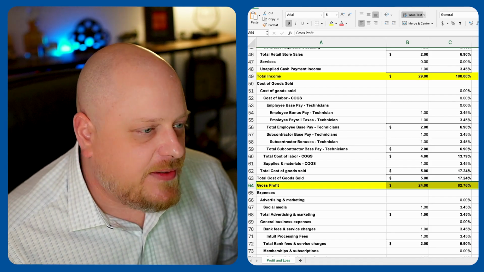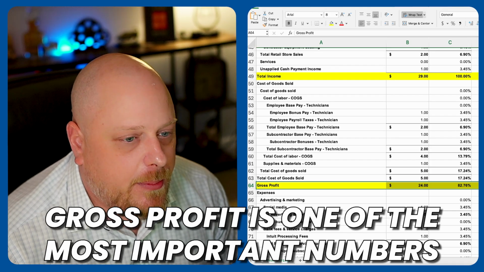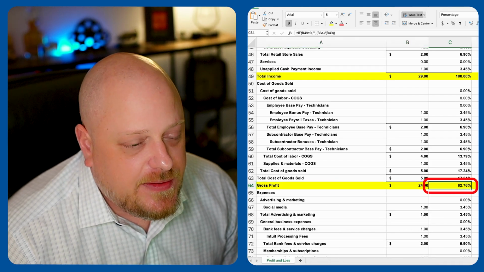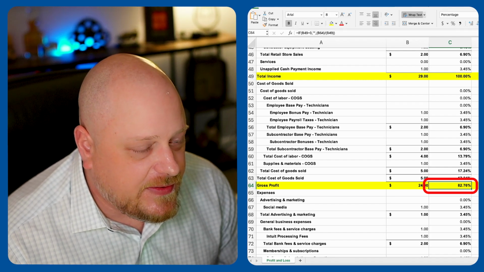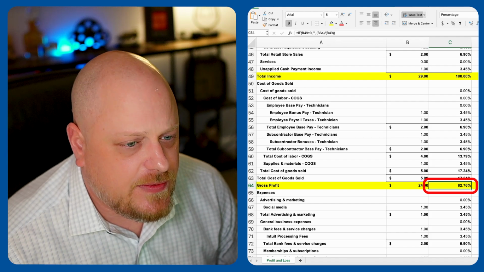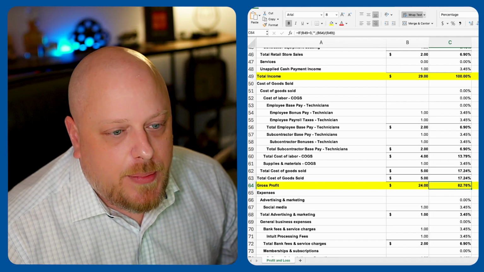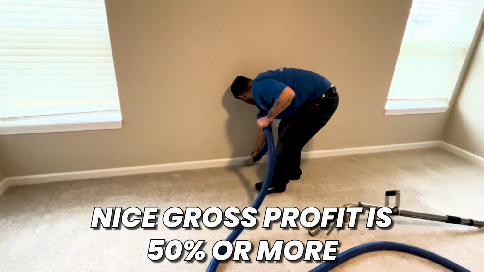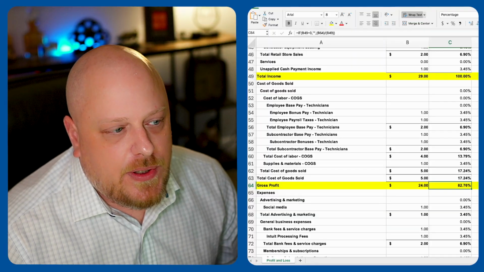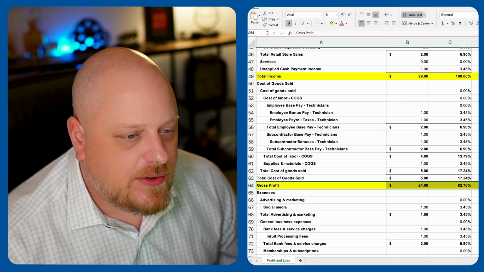Now, this is where things really get critical. This is one of the most important numbers that you can monitor in your business. In this case, it's showing 82%. That's a fantasy for most businesses normally, unless you're in, say, maybe online courses or something. This would be very, very unrealistic. But a good rule of thumb in the service industry is to try and keep this number at least at 50% or higher. So your gross profit is what you have after you deliver the service.